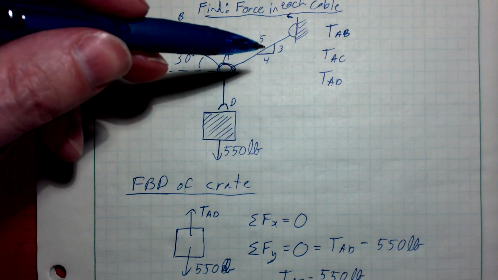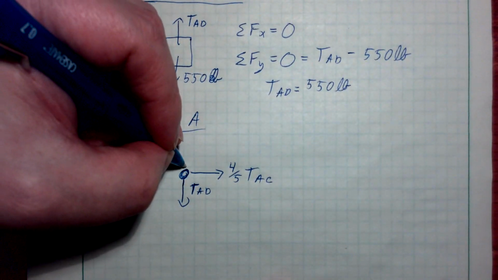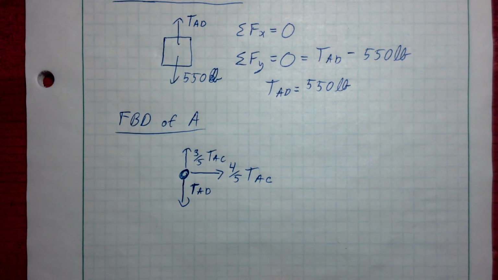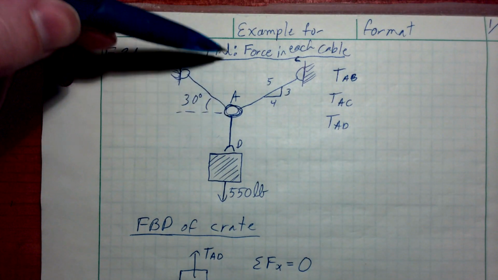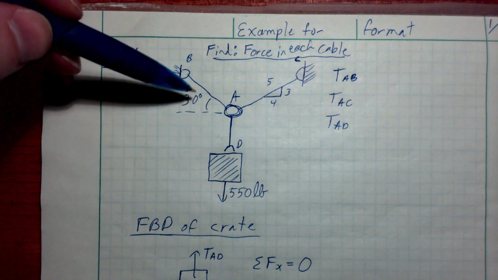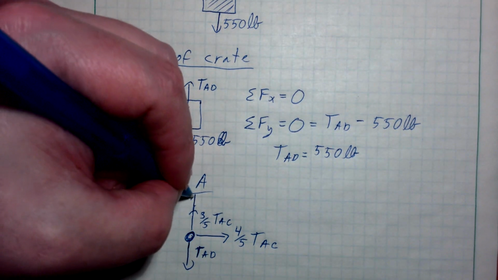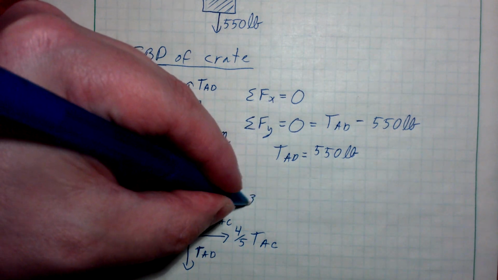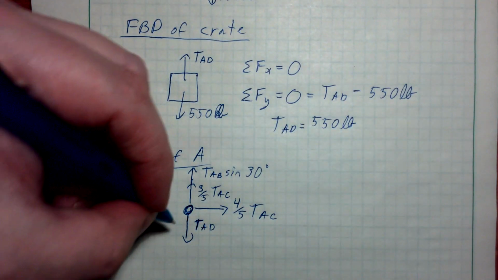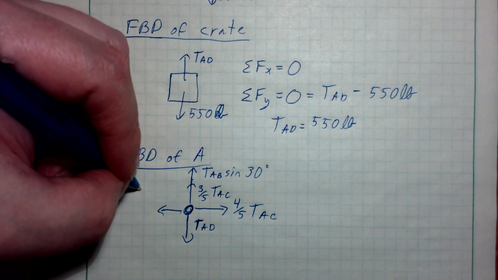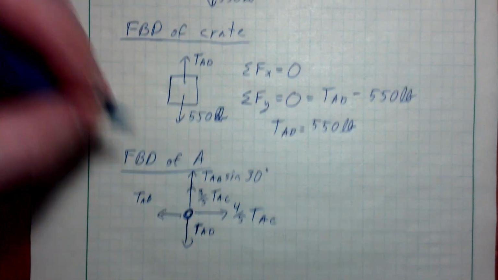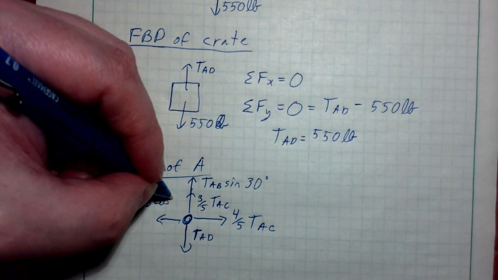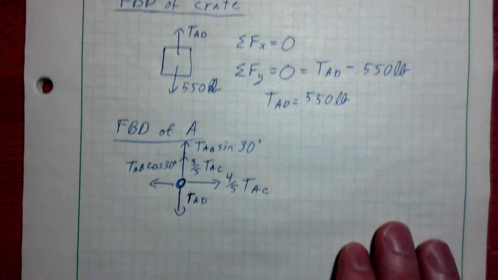In the y direction, I've got a y component for TAC. That's going to be 3/5 TAC. And then on AB here, in the up direction, I've got TAB sine 30 degrees. And in the negative x direction, I've got TAB, and this side is adjacent to that 30 degrees, so that's going to be cosine 30 degrees. And this is my free body diagram.